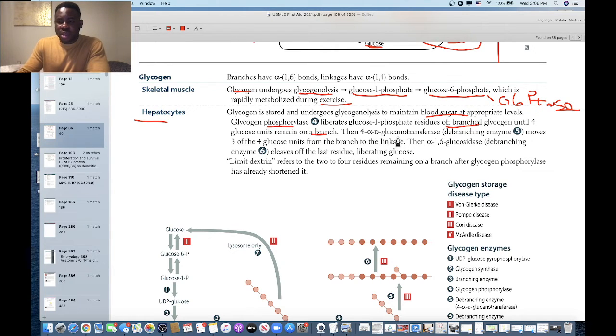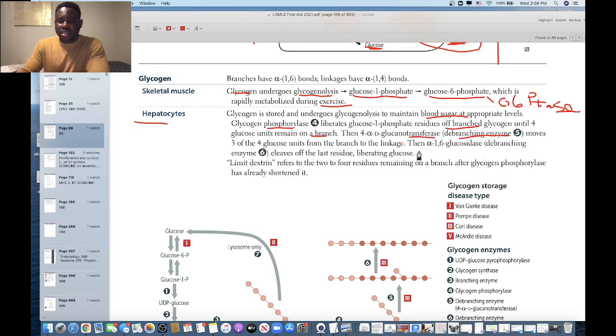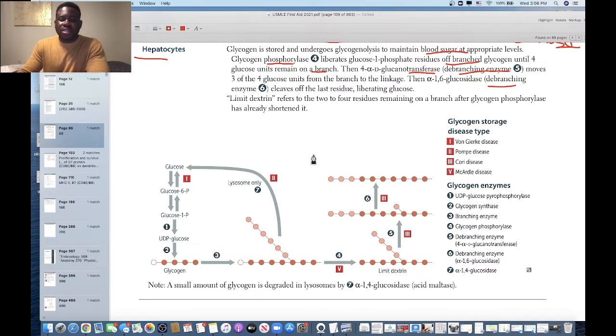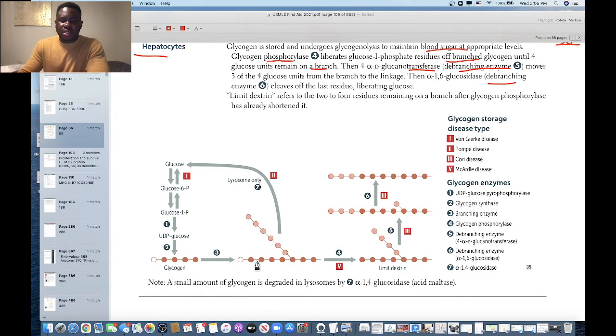The 4-alpha-D-glucanotransferase, that's the debranching enzyme, the one that will break the branches, moves 3 of the 4 glucose units from the branch to the linkage. Then alpha-1,6-glucosidase, that's a debranching enzyme, cleaves off the last residue. So what this is trying to say is that if we are supposed to be breaking this bond over here, we are going to cleave them into twos like this. Then the alpha-1,6 will break the last one. The debranching enzyme will break this one.